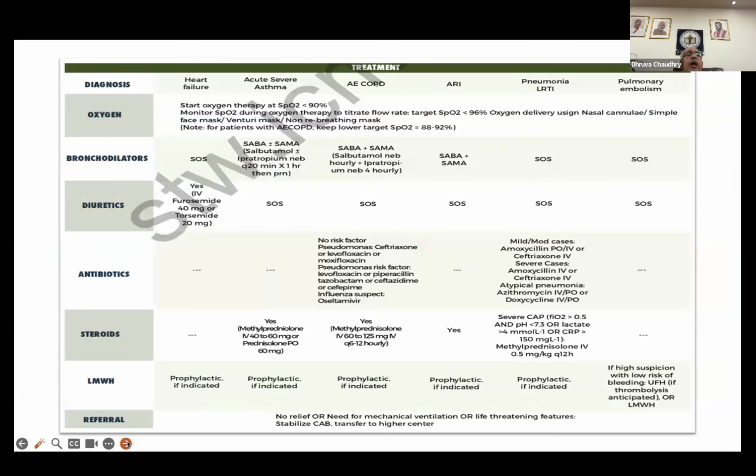Finally, let's come down to the diagnosis, treatment, and what we are seeing. We've already talked about the diagnostics. What is the therapeutics? And the most important part, as I said, when you define respiratory failure, it is the inability of the system to maintain gas exchange.